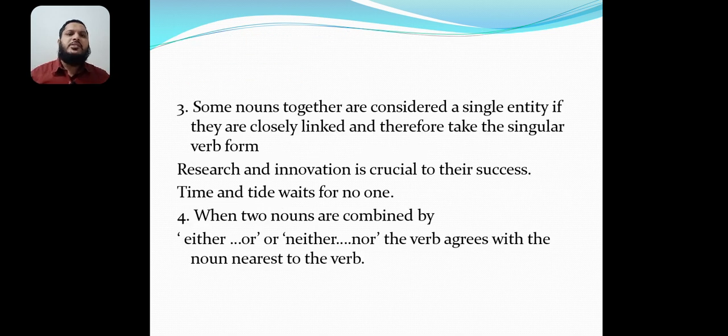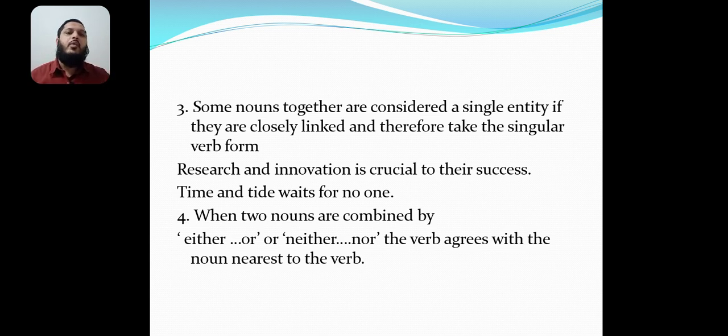Point number 3, some nouns together are considered a single entity if they are closely linked and therefore take the singular verb form. Look at the example. Research and innovation is crucial to their success. Here, two singular nouns are combined with the word and.